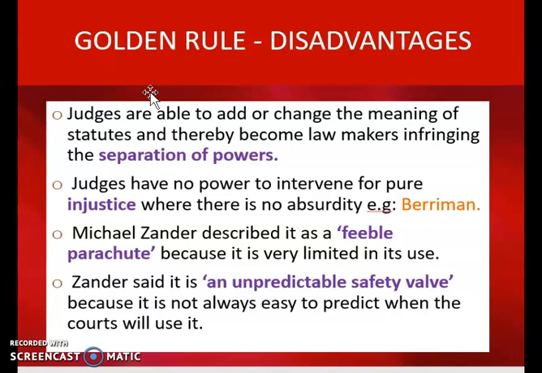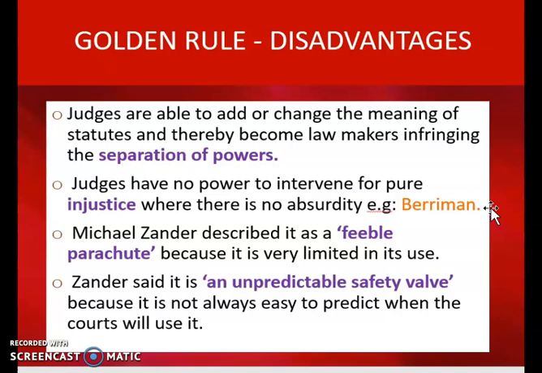Another problem is that judges have no power to intervene for pure injustice. So if we think back to the case of Berryman that we looked at when we were looking at the literal rule, that was a very harsh decision that we saw in that case. But a judge wouldn't be able to use the golden rule there because the meaning of the words were very clear. And he couldn't have tweaked them to get a different result there.